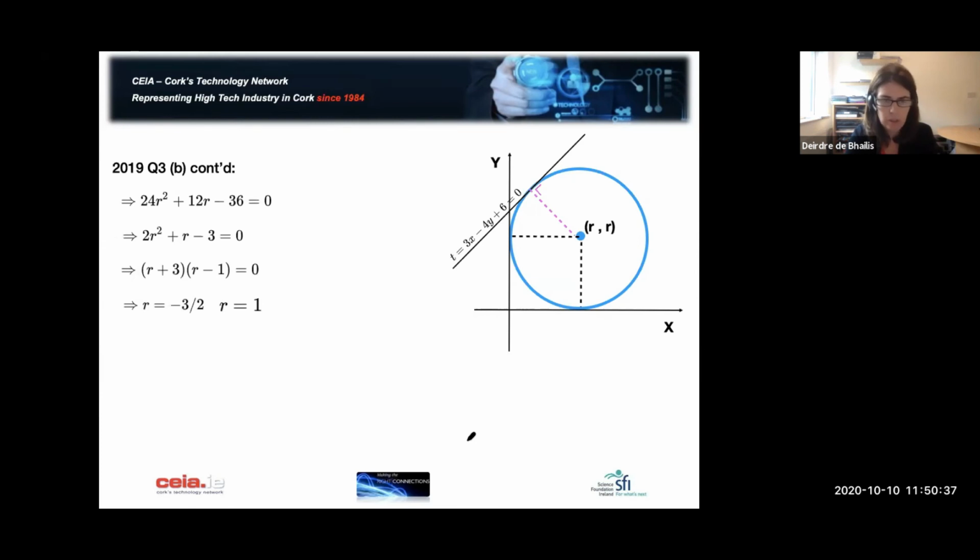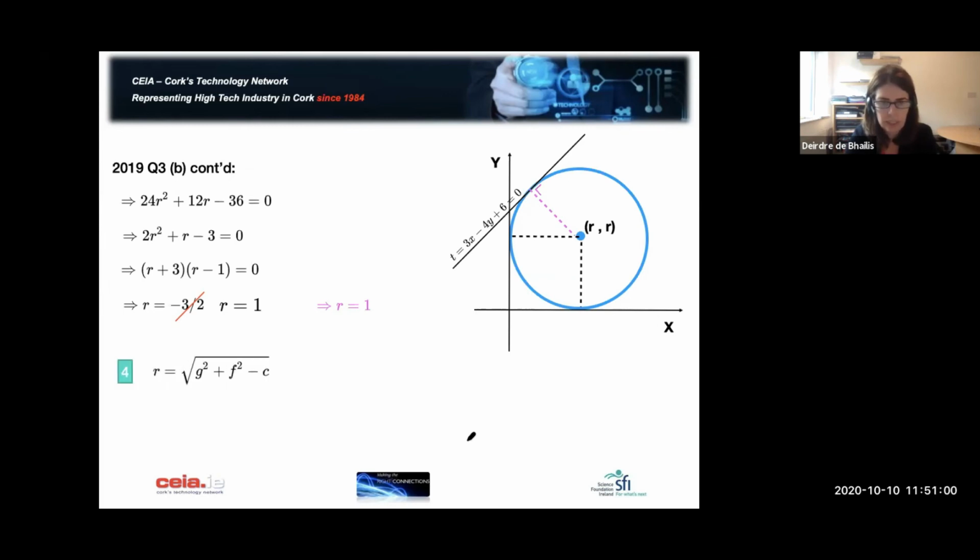Now, remember what I said, no piece of redundant information. We were told specifically that this circle was in the first quadrant. That means that r equals minus 3 over 2 is not a valid answer, so we need to discount it in this case. And we are left with r is equal to 1.